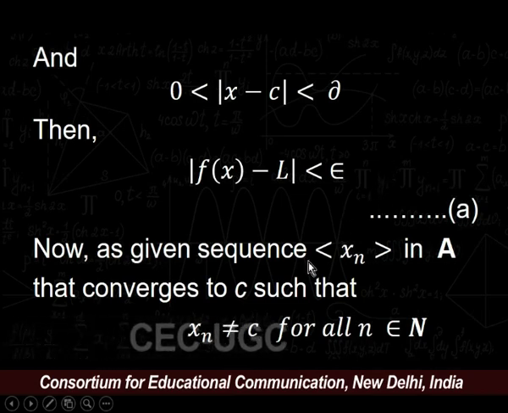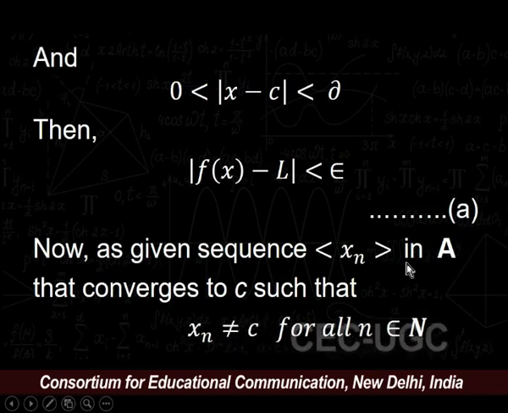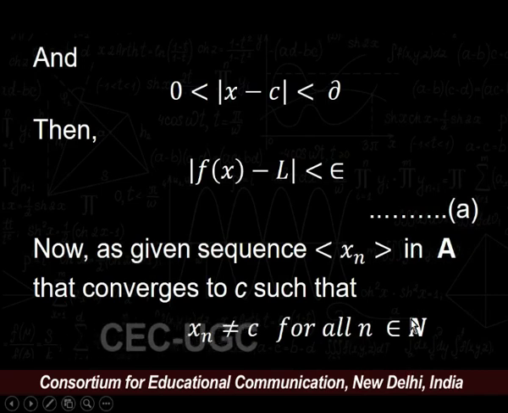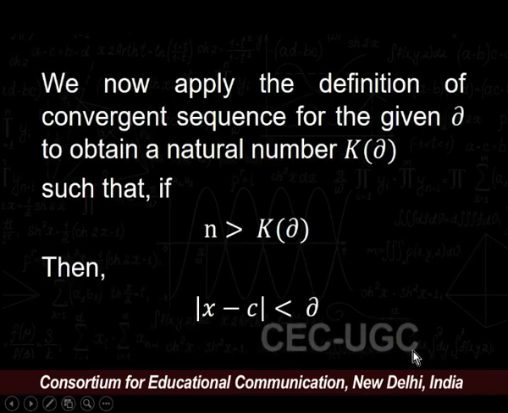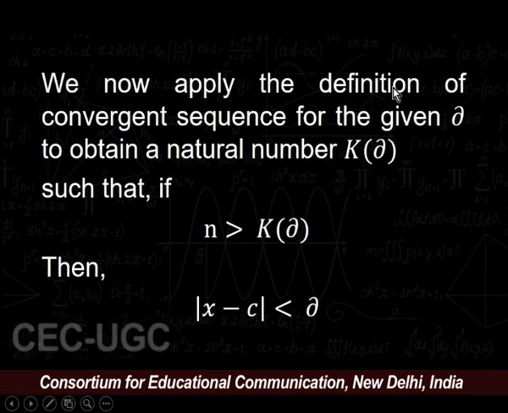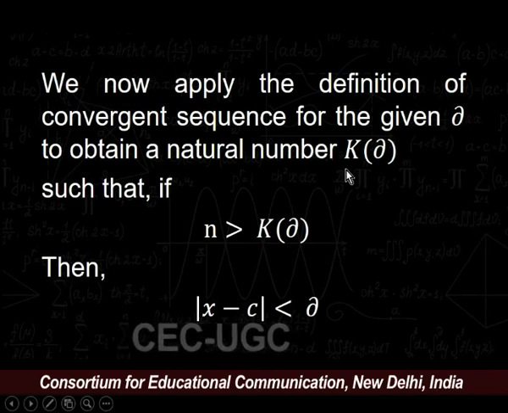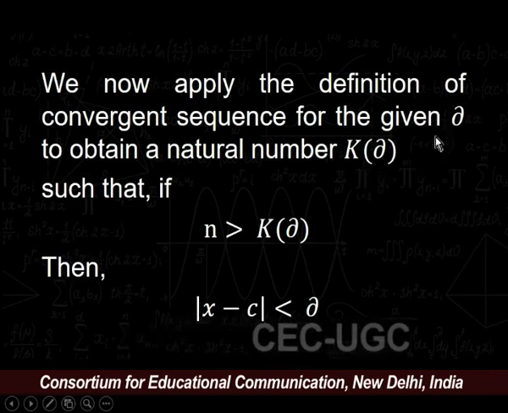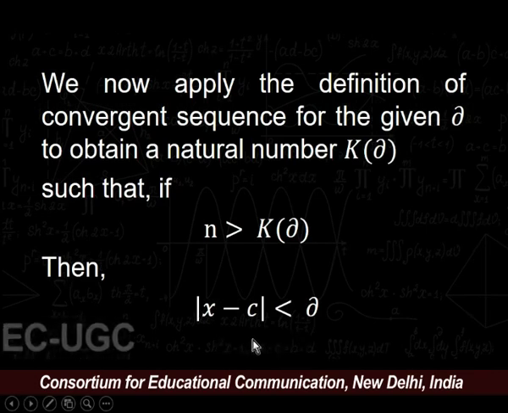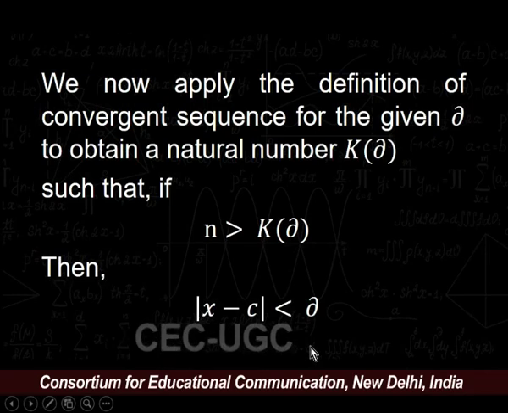Now, as given, the sequence xn in A converges to c such that xn is not equal to c for all n belonging to the natural numbers. So using this, we now apply the definition of convergence of a sequence: for the given delta, we obtain a natural number K of delta, which depends upon that delta, such that if n is greater than K of delta, then we have modulus of xn minus c is less than delta.